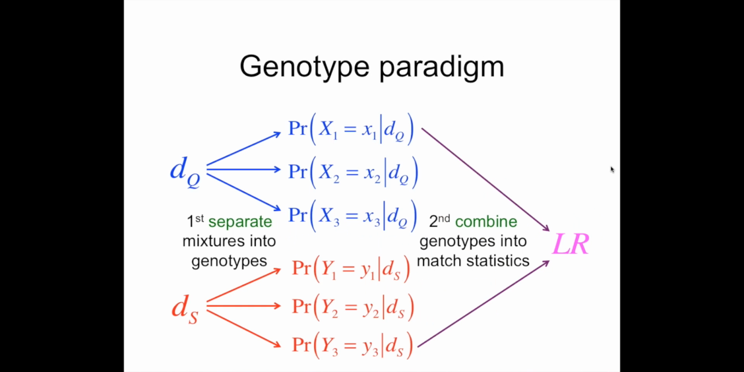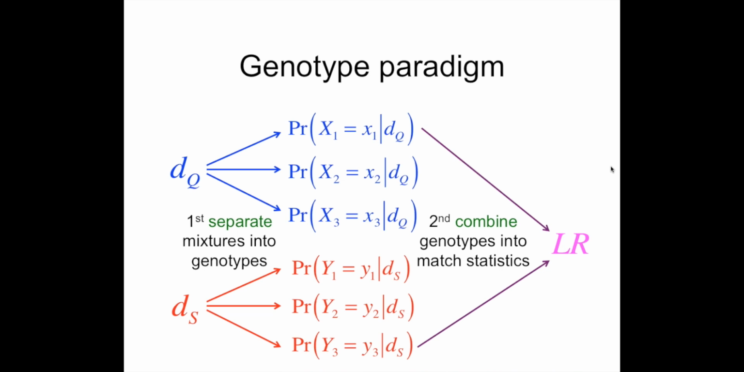So this leads to the genotype paradigm that we've been talking about throughout this series. So on the top left in blue, we see that evidence from a mixture and its data can be separated into a number of genotypes known up to probability that are conditioned on the observed data. So mixtures are separated into genotypes and their probabilities.